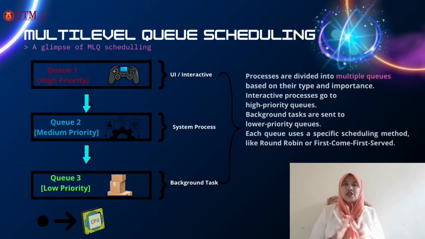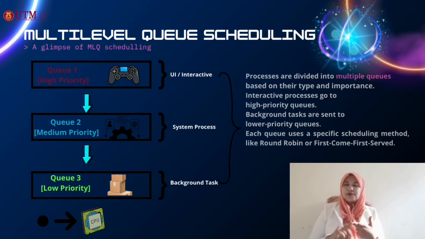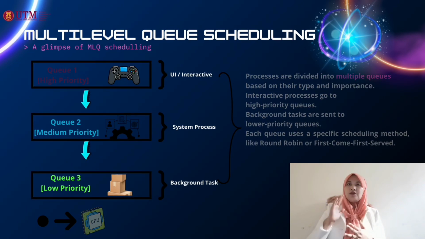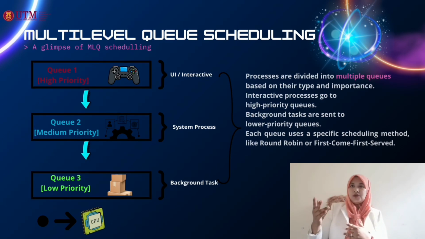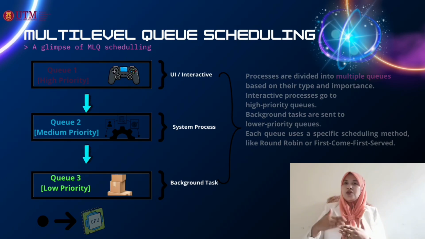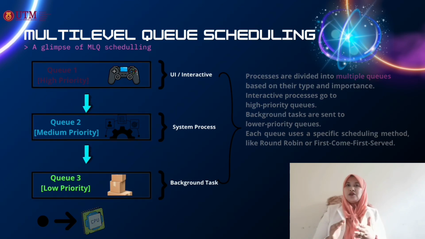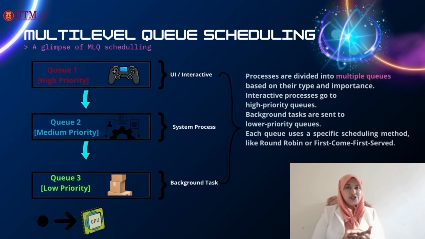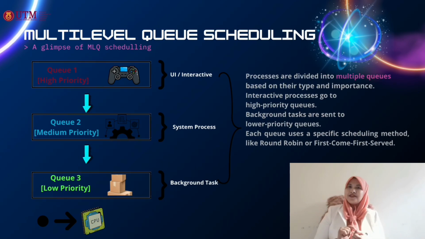What is multilevel queue? Now, let's look at multilevel queue scheduling. In this approach, processes are grouped in different queues based on their characteristics or priority. For example, interactive processes go to a high priority queue, while background or batch processes go to a lower priority queue. Each queue can use a different scheduling method internally, such as round robin in one and first come, first serve in others. The scheduler chooses which queue to serve based on predefined rules or priority level.